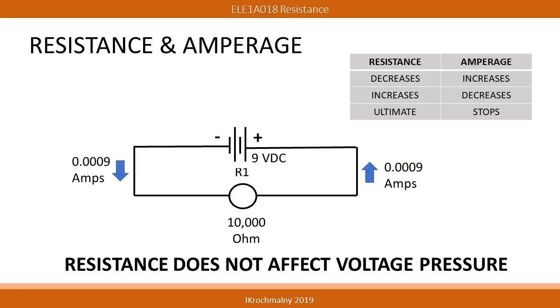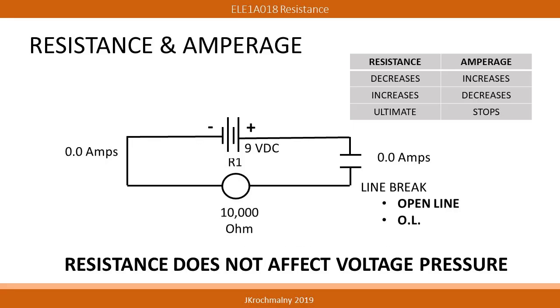Increasing the circuit's resistance to 10,000 ohms results in a drop in amperage to 0.0009 amps. If we break the circuit, this increases the total resistance of the circuit to an ultimate value, resulting in the complete stoppage of the amperage.